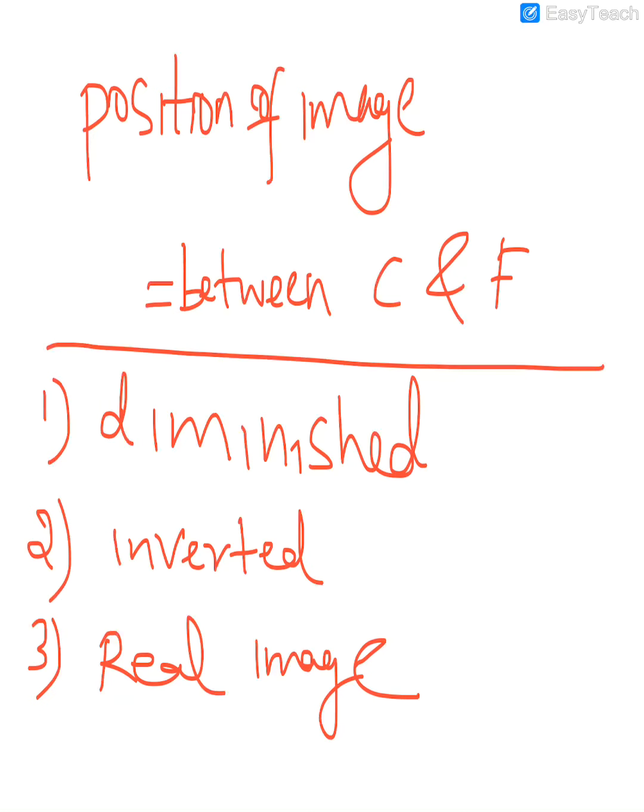So you need minimum 2 rays. So apply any 2 rules. Any 2 rules you can apply. Then check the point where those reflected rays are meeting. That is the image point. Then find the position of image and characteristics of image, as I discussed already.